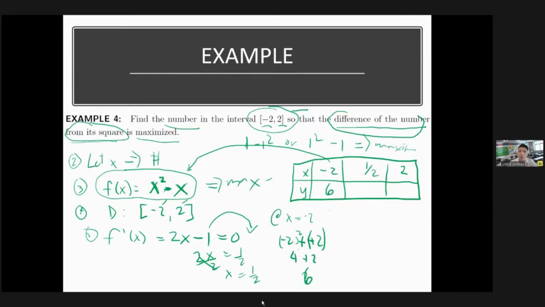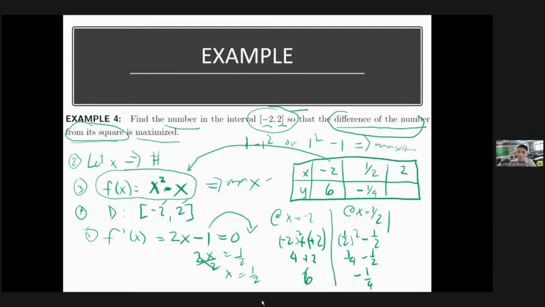So at x equals to 1/2. So substitute na to si 1/2. So that is 1/2 squared minus 1/2. 1/2 squared is 1/4. Minus 1/2. This is actually -1/4. So negative 1/4 ni dire.